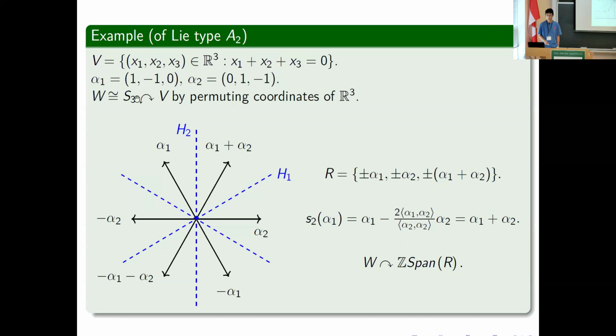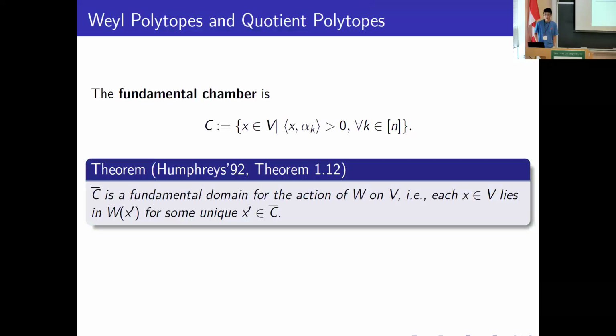And one can also check that the Weyl group generated by the 2 simple reflections is isomorphic to S3, which permutes the coordinates of R3. One can say that the Weyl group has an action on the lattice generated by roots. Okay. Now we define the fundamental chamber C, which is the set of vectors that are on the same side of each simple root.